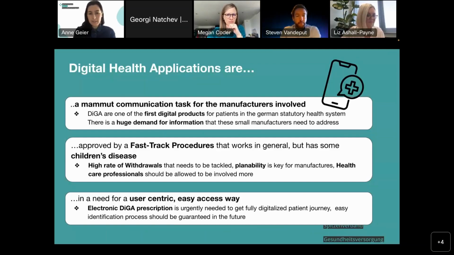We need a user-centric, easy access way. I think this is maybe something specifically German. We don't have an electronic prescription yet, and we are waiting for that one also for DiGA, because right now it's quite complicated for the patient. He has to get the paper recipe, he has to bring this to the health insurance. This is a new process, because normally you bring the paper recipe to the pharmacy and not to your health insurance. It took a lot of time to explain this process, and it's far away from user-centric.